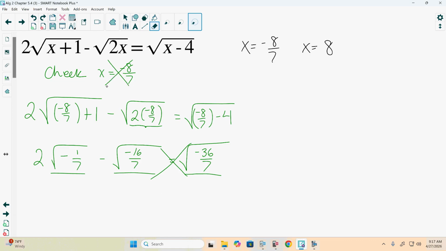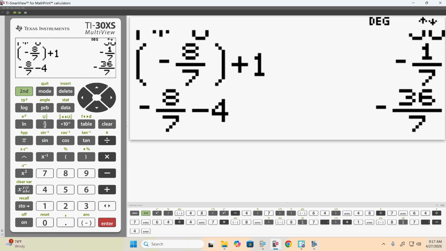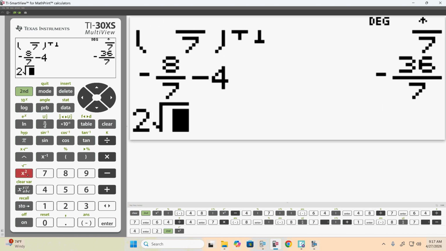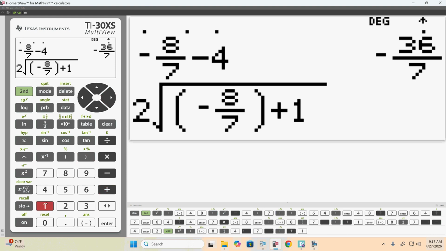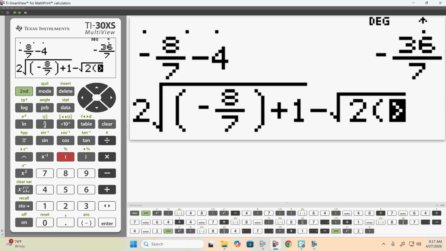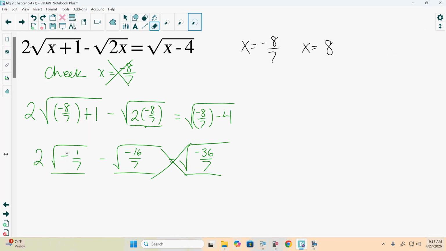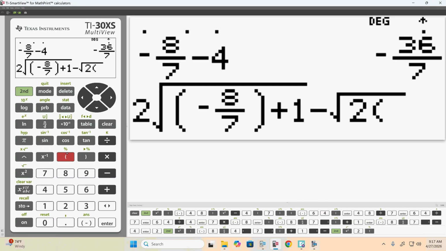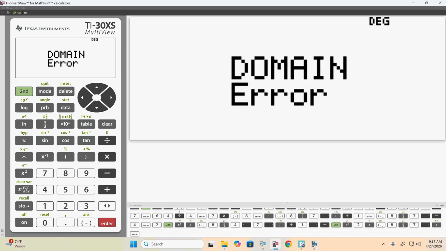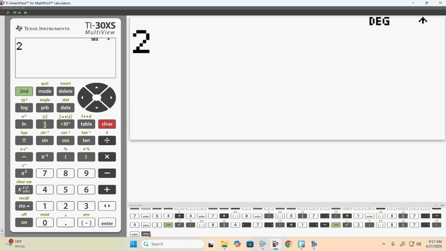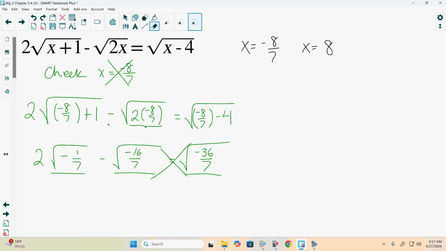Because even if we tried at the start, 2 times square root of negative 8 sevenths plus 1 minus 2 parentheses negative 8 sevenths, it's going to tell us domain error because it is not a real number. So negative 8 sevenths does not work.